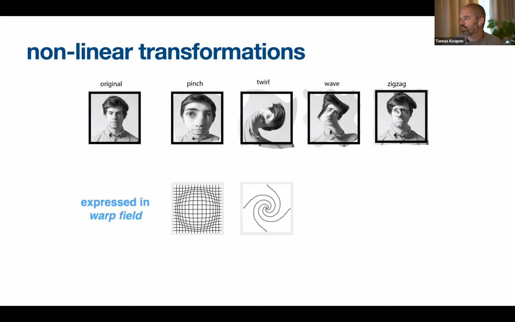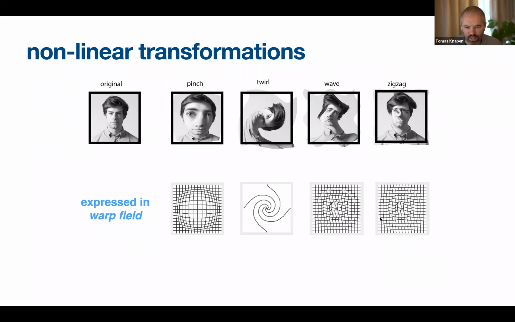You could also do the same for, like, you have a twirl as an example. There's some wavy stuff. And I think the zigzag here is wrong. It's also wavy stuff. But you can imagine that there would be a zigzag warp field that tells you what the zigzagged version of the original image would be.